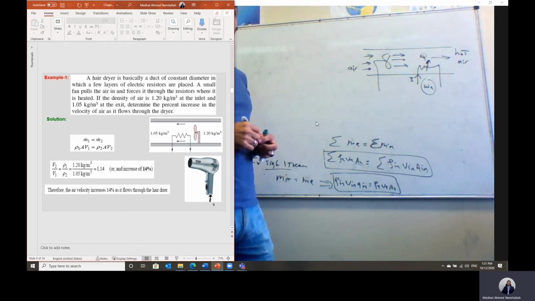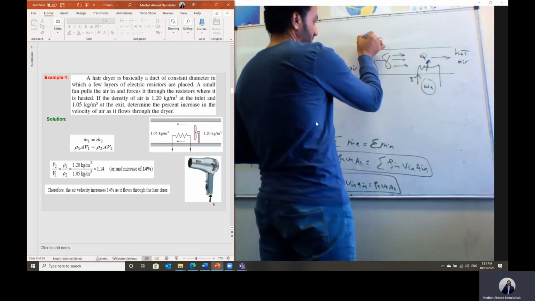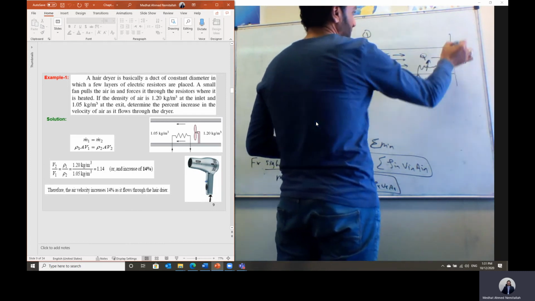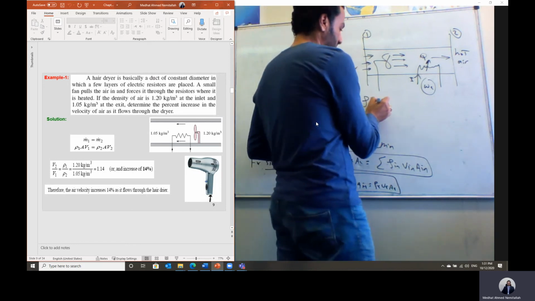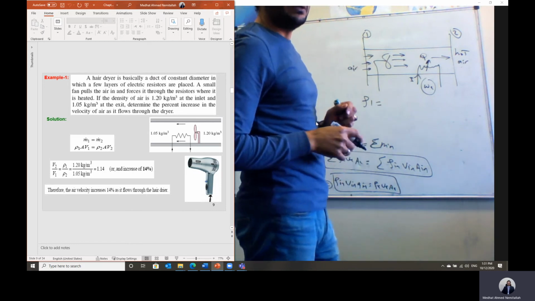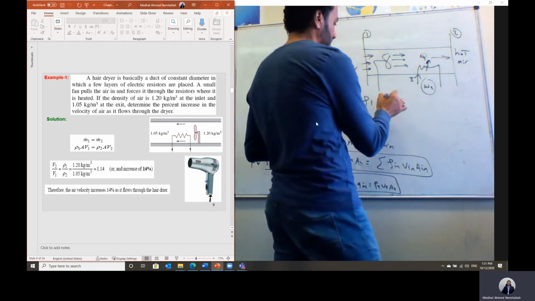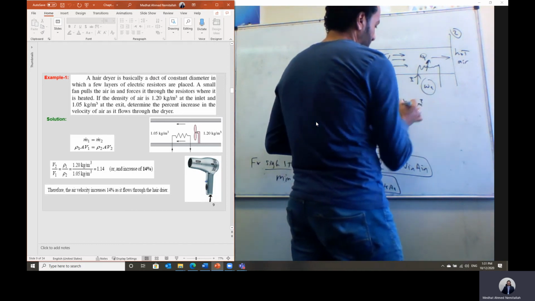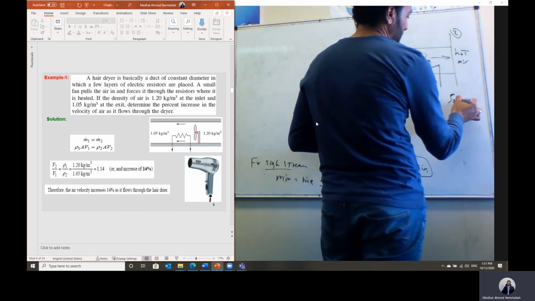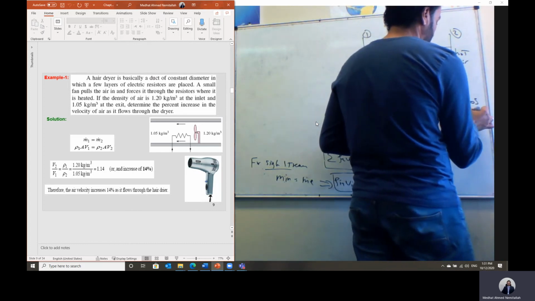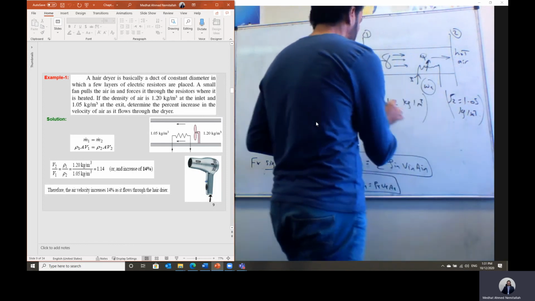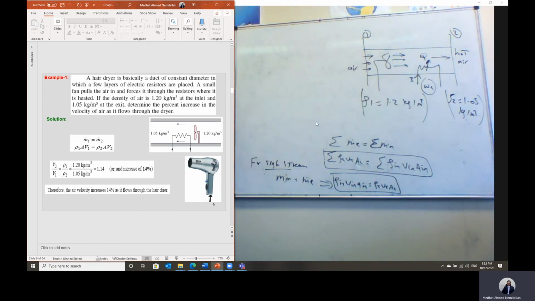Okay. In this problem, he said the inlet section we call 1, and the outlet section we call 2. He said the density at the inlet section of the air coming in is equal to 1.2 kilogram per meter cube. And the density at the outlet section is equal to 1.05 kilogram per meter cube. Okay, and we need to calculate the percentage increase of the velocity within this air dryer.